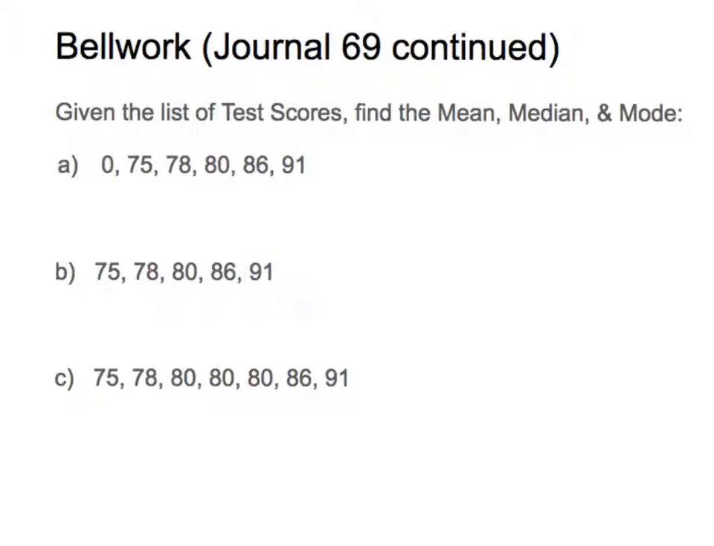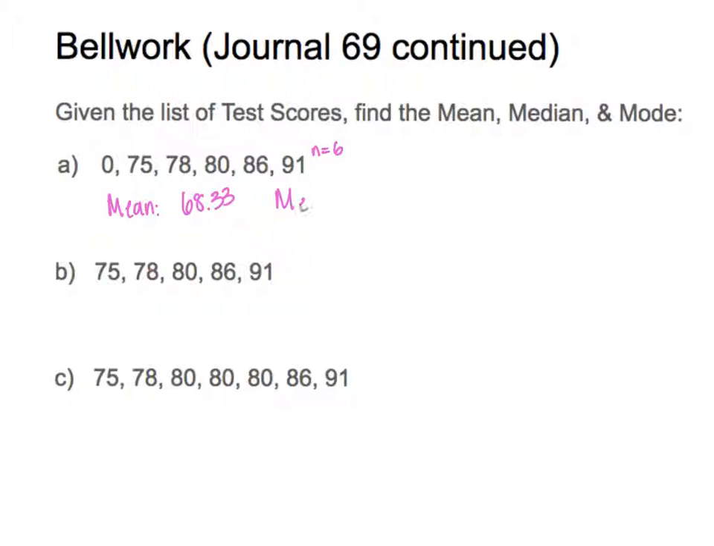So if I'm trying to find the mean for part A, I'm going to have to sum up all the numbers and then divide by how many terms there are. On the first list here, there are 6 terms. So if I want to find the mean, I'm going to add up my numbers and then divide by 6. And I get the mean to be 68.3. Careful. Sorry about that.